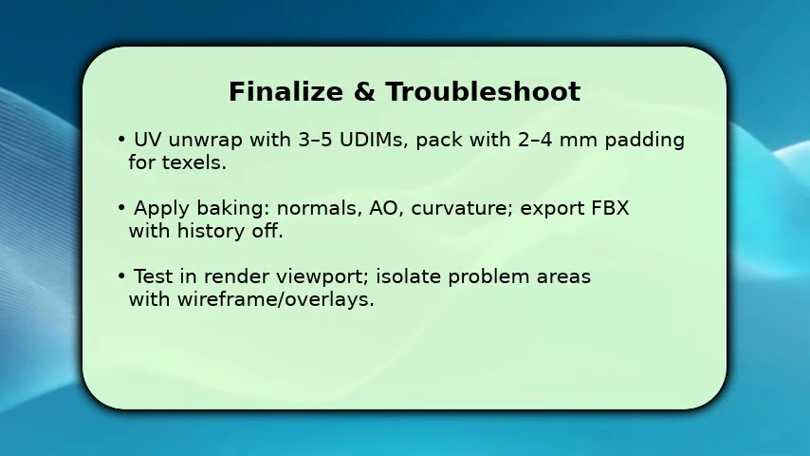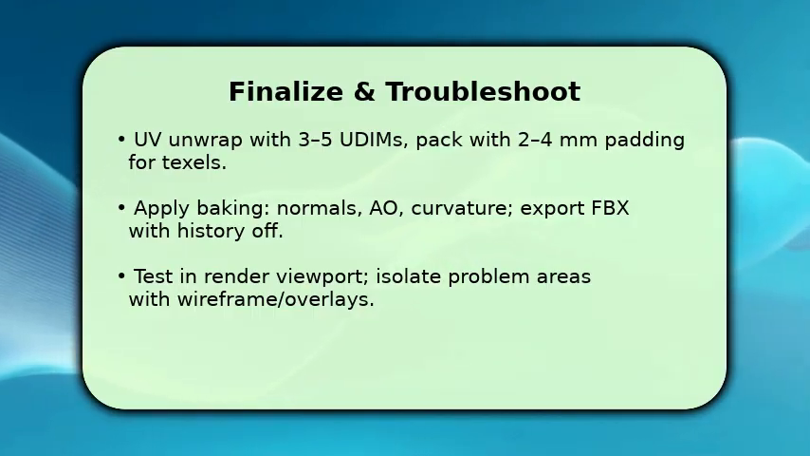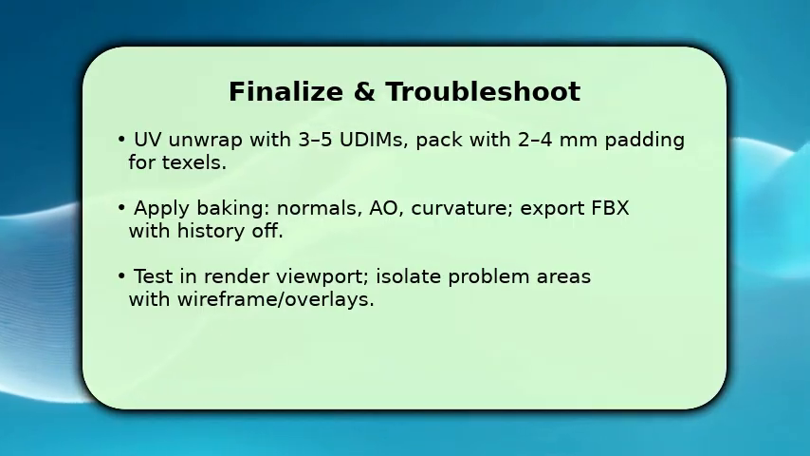You finish by preparing the model for texturing and export. Unwrap UVs cleanly, using a few UDIM if needed and 2-4 mm padding to avoid bleeding. Bake maps, normal, ambient occlusion, curvature, to catch shading details, then export as FBX with construction history deleted.